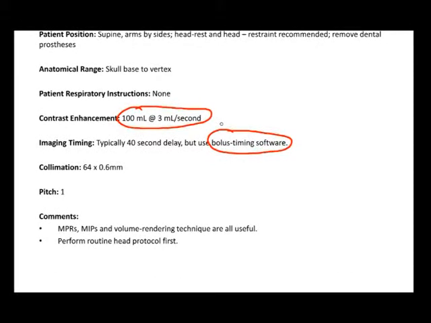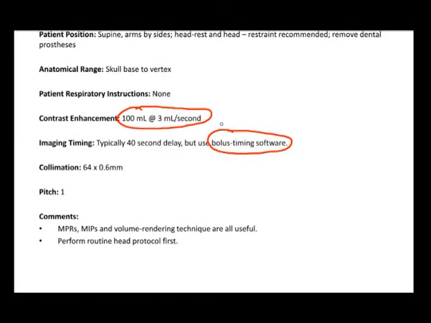The only problem with bolus timing software is you're at the discretion of whether the patient moves. And that's one of the big detriments of it: if you plan it out and stick the bolus software in an area and the patient does move, then it can cause very, very poor scans. So that's something that you need to keep in mind with this.